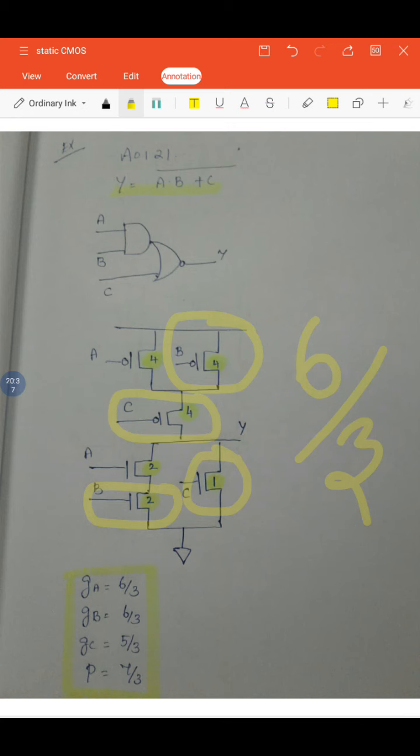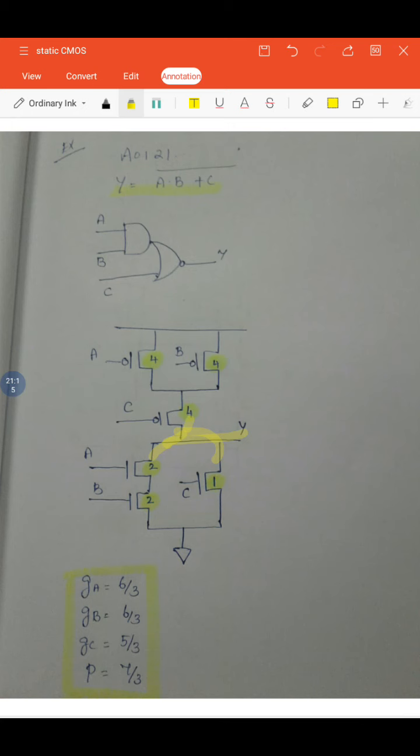And for calculating the parasitic delay, you simply check the output capacitance and divide it by 3. How do you calculate the output capacitance? Take the capacitances that are connected to Y: 4C connected, from here 2C, and here 1C. So totally 4 plus 2 plus 1, 7. So 7 by 3 is the parasitic delay for this gate.